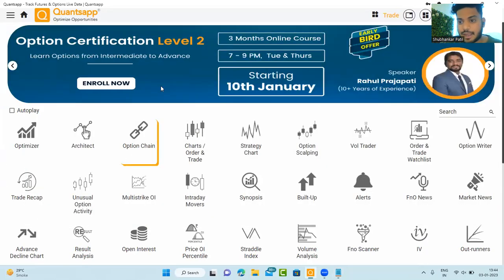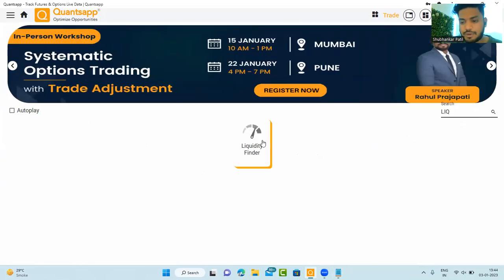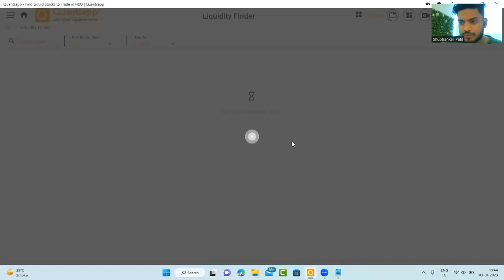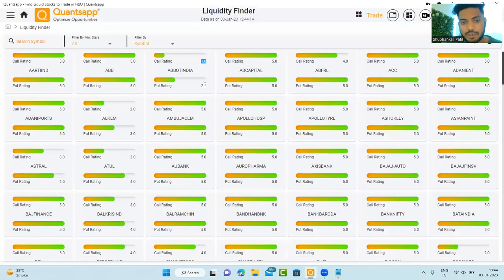And liquidity finder is the tool in the app which will help you in finding out which are the stocks which are decently liquid, right? The stocks with the highest rating will have decent liquidity. Something like About India is not something you would like to trade because it is really, really illiquid.